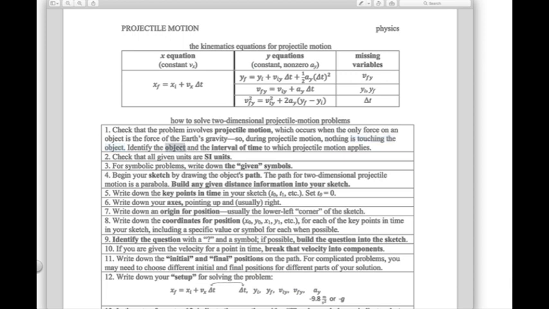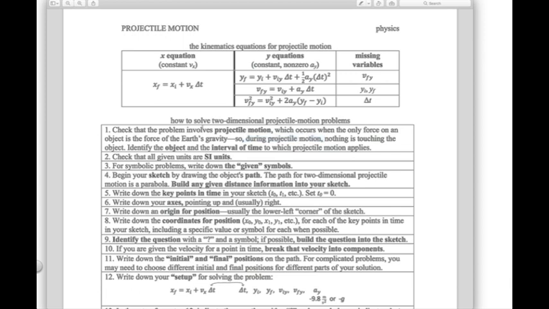The object that is experiencing the projectile motion is the volleyball, and the interval of time during which it experiences projectile motion is after the volleyball is hit and until the ball hits the ground. Of course, once the ball hits the ground, it'll be touching the ground, and then it'll feel a force from the ground, and at that point, it'll no longer be experiencing projectile motion.